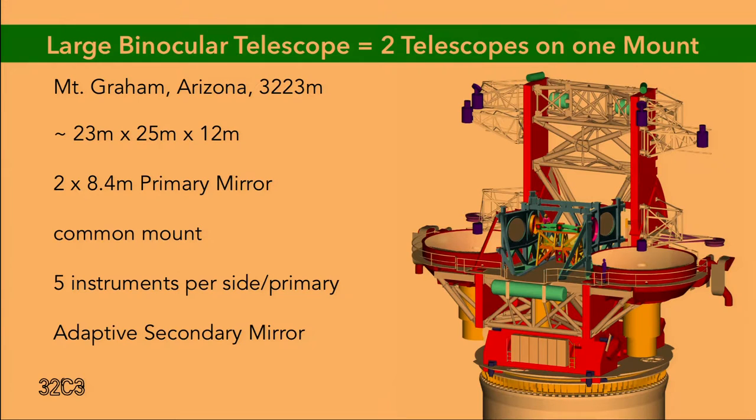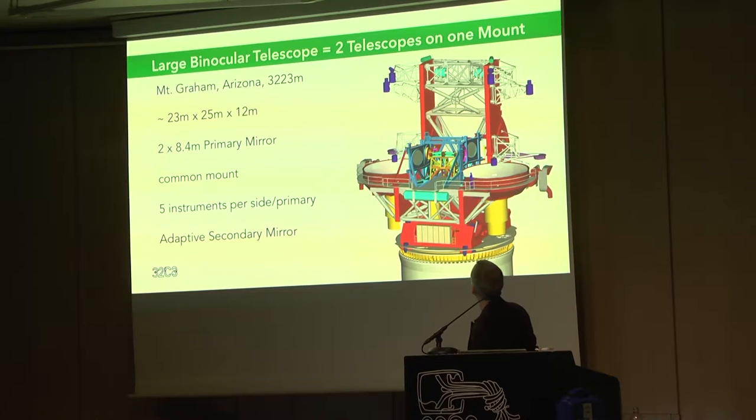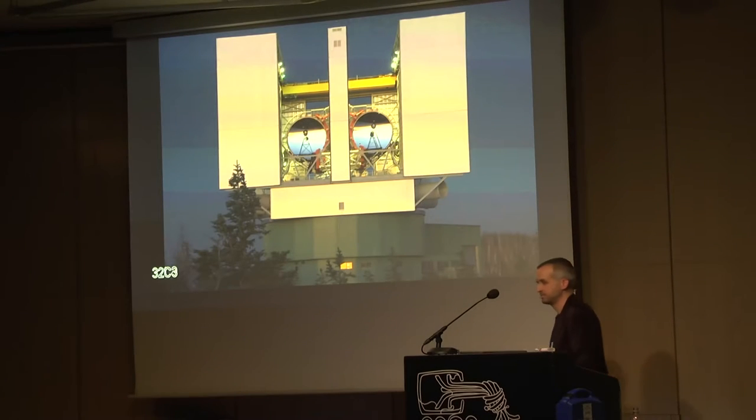It's installed at this telescope. Looks pretty odd, yes, I admit that. That's the Large Binocular Telescope. It's two telescopes on one mount, two primaries. It's roughly 23 by 25 by 12 meters. It sits on Mount Graham in Arizona. And it has an adaptive secondary mirror, which is this violet colored thingy up there in the middle, on top. This is how it looks.